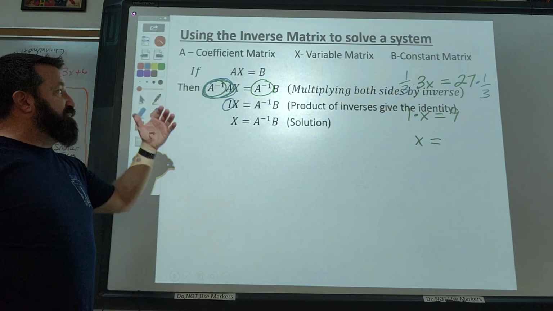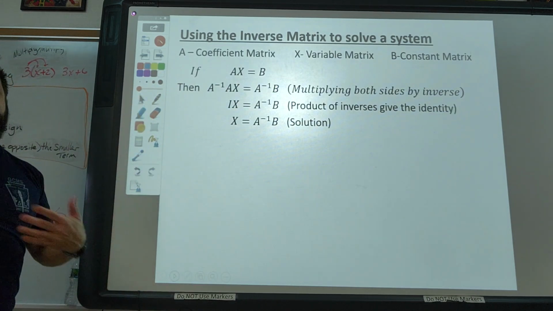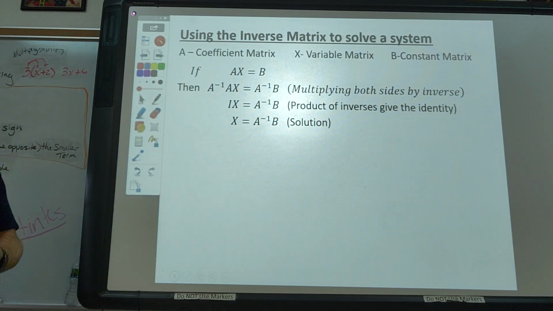So this is the basic process that is just like any equation solving problem you've ever done. Pretty much any problem you've ever done, you've gotten rid of something by doing its inverse. And that's what we're doing here. It's just that these inverses are a lot more complicated. Okay?